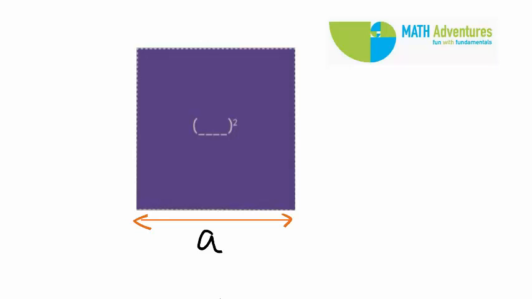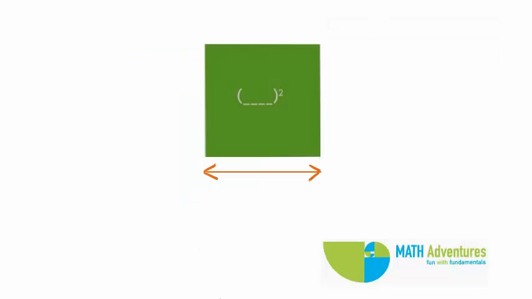What is its area? Is it not A square? Write it in the space provided in the square itself. Let the side of the green square be B. What is its area? Is it not B square? Write it in the space provided on the square itself.